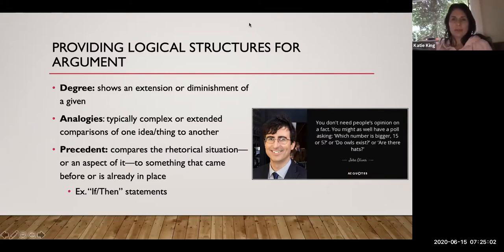I'll take it off the share screen. So that is chapter 4. That's logic. Again, that is the most important of the three appeals that you'll be using in your argument essays. So it's important that you know these concepts, that you employ them in your writing, that you work them, so that you can become a better critical thinker.